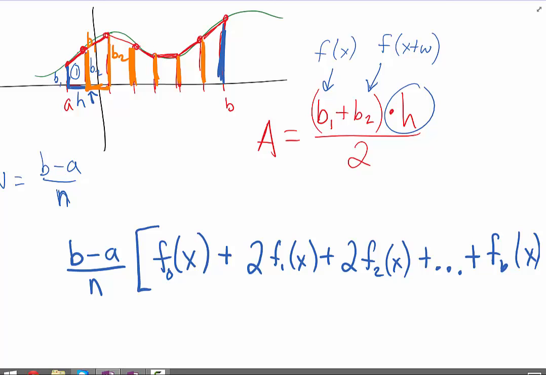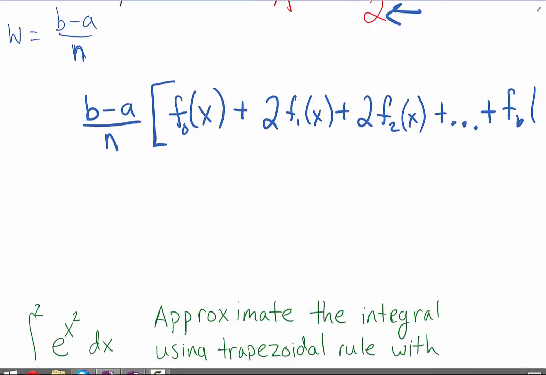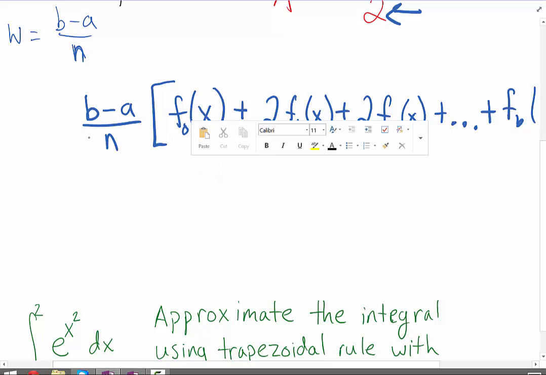And then what we also have to do is divide everything by 2 for this area formula. And instead of dividing everything by 2, since we already have a fraction, I put the 2 in there with that b minus a over 2n.